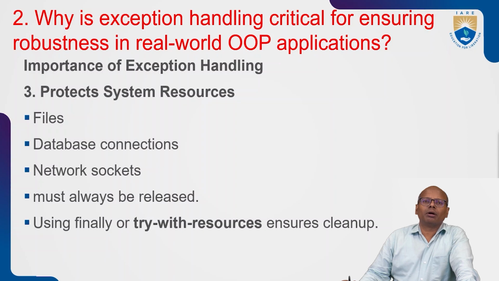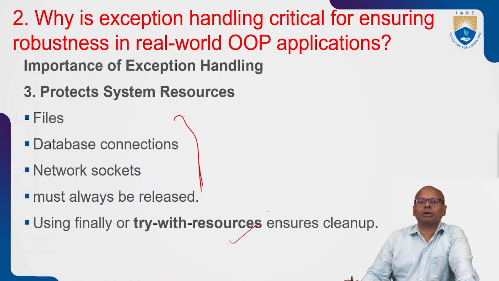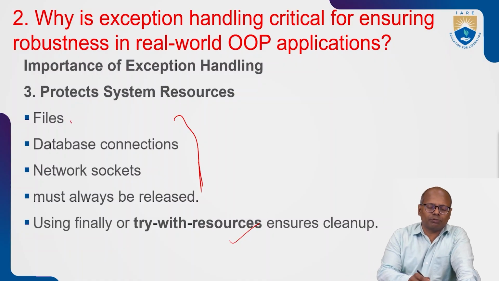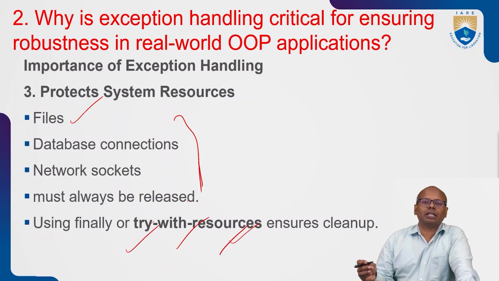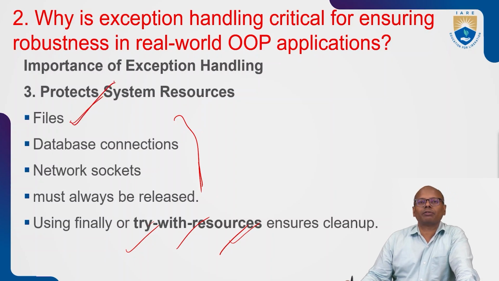All these things will be protected. Corruption of files will not happen, and network sockets will not get corrupted, if I use exception handling properly. Because try, catch, finally, three things are there. If these three are properly executed, then after my code, finally the file will be closed, or the network will be disconnected, or the database will be closed. These system resources can be protected if I use finally properly.